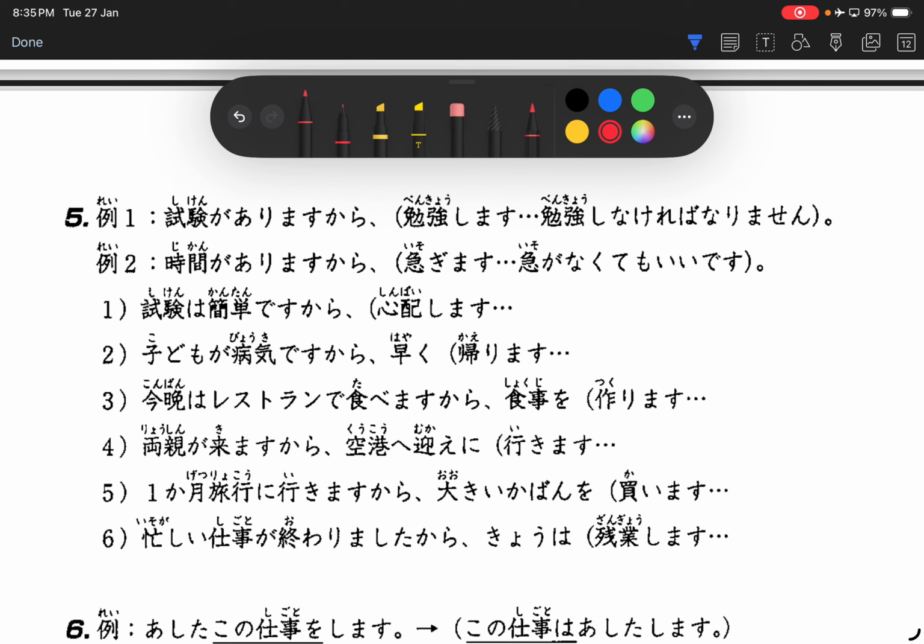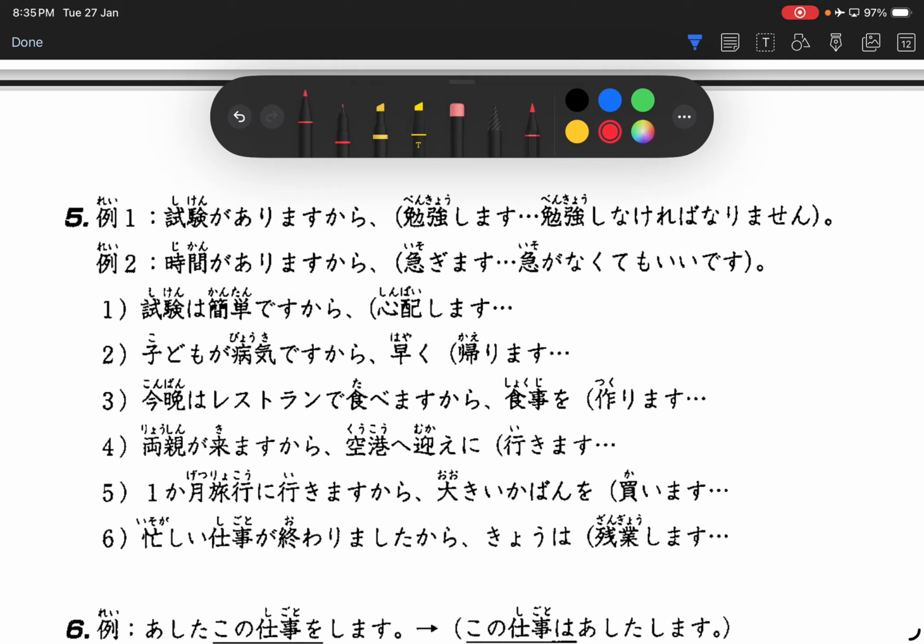Number 3. 試験が簡単ですから、心配しなくてもいいですか？Wow, you asked a question. Is it a question or not? Without the ka: because the exam is easy, I don't have to worry. If you add the ka, it becomes, because the exam is easy, should I be worried? Then the person will reply, 心配しなければなりません, so you must worry. Okay, the answer is 心配しなくてもいいです。Okay, thank you.